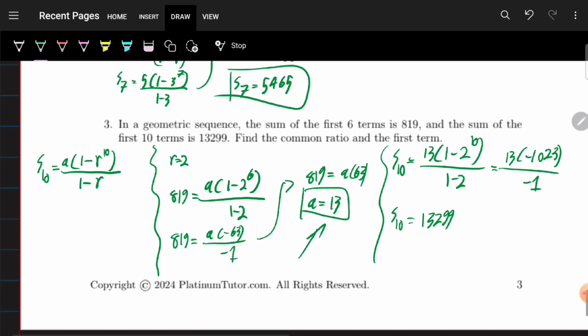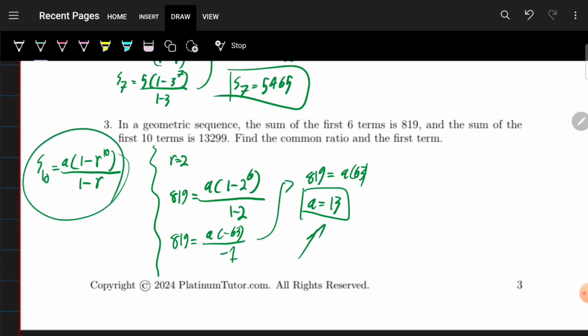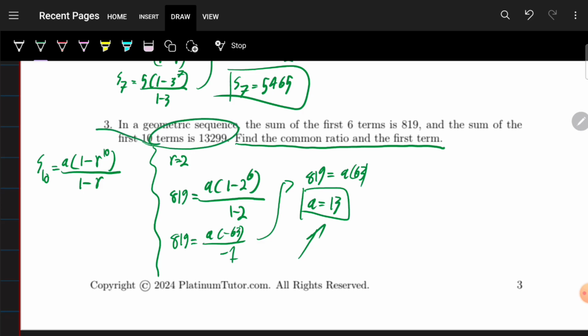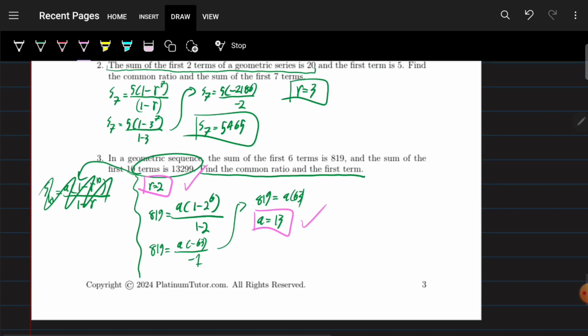All right, now that we have found r and a, we can calculate the sum of the first 10 terms, or actually, it just wanted the common ratio and the first term. We have the answer for the sum of the first 10 terms, so we don't need to do this. We just needed this and this, which we already found. Perfect, so that's going to be it for that problem.